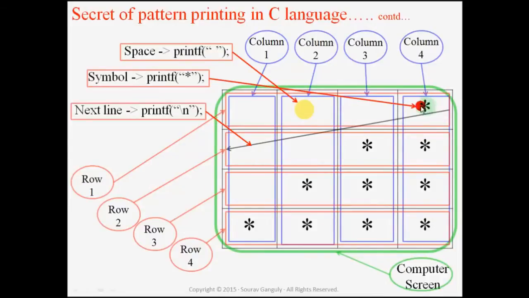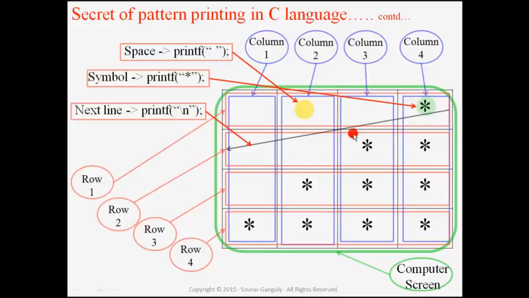Then we want to print a symbol. We have to use this command, that is printf star. If we want to replace this star with any other symbol, then just replace it here. That means replace the star with A, B, C, D or ampersand, anything, and it will print here. When we want to send the cursor to the next row forcefully, then we have to use printf \n.